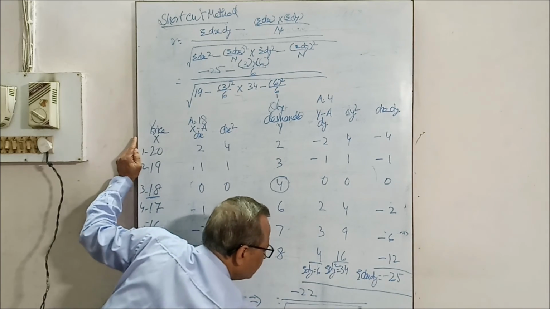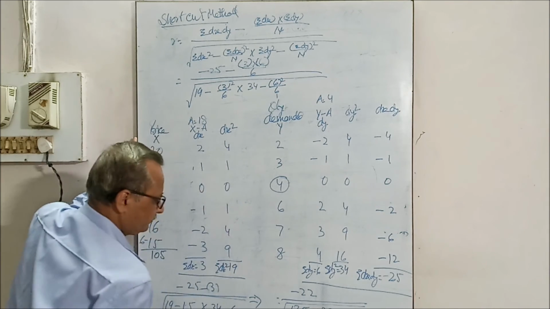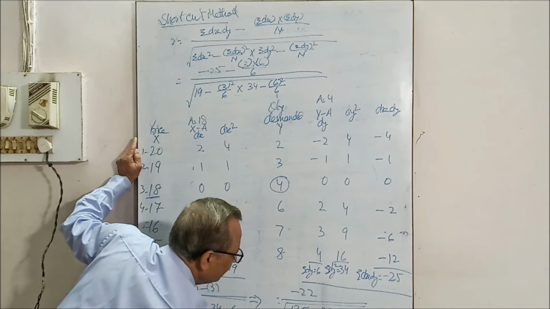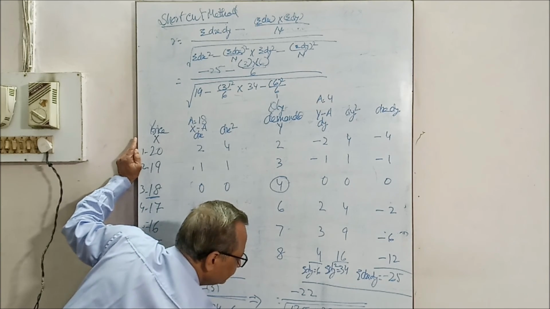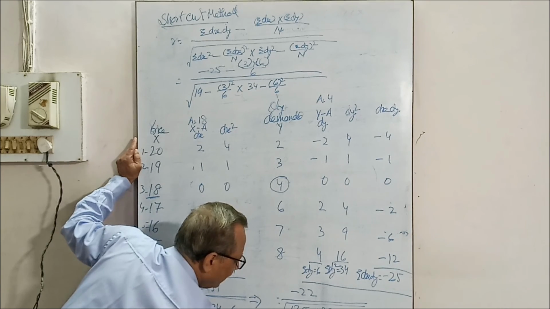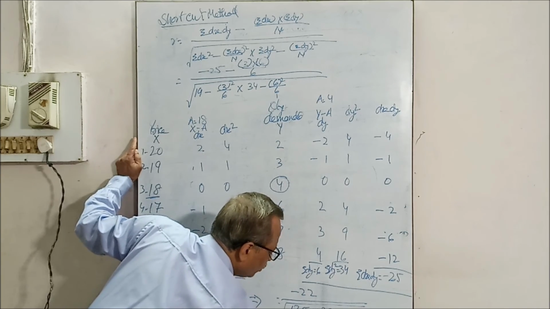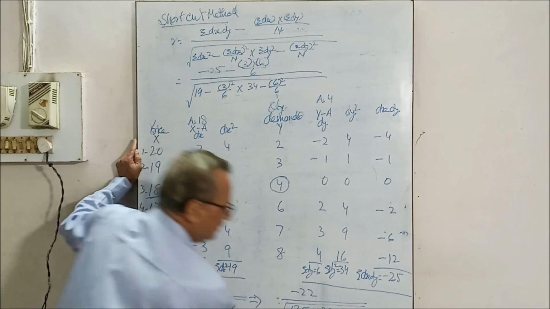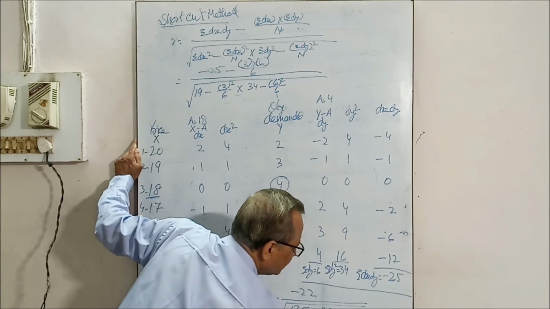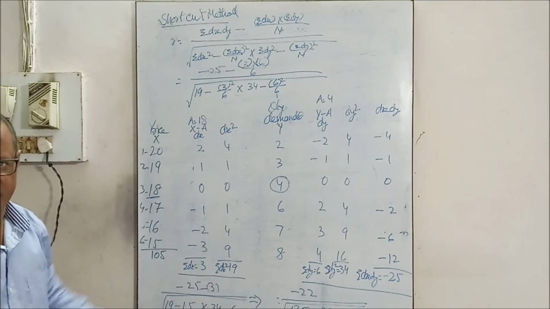upon under root 17.5 into 28, and then again minus 22 upon 4.183 almost into 5.29. Multiply it and divide it, you will get a relationship of negative 0.99. This is the use of the shortcut method.